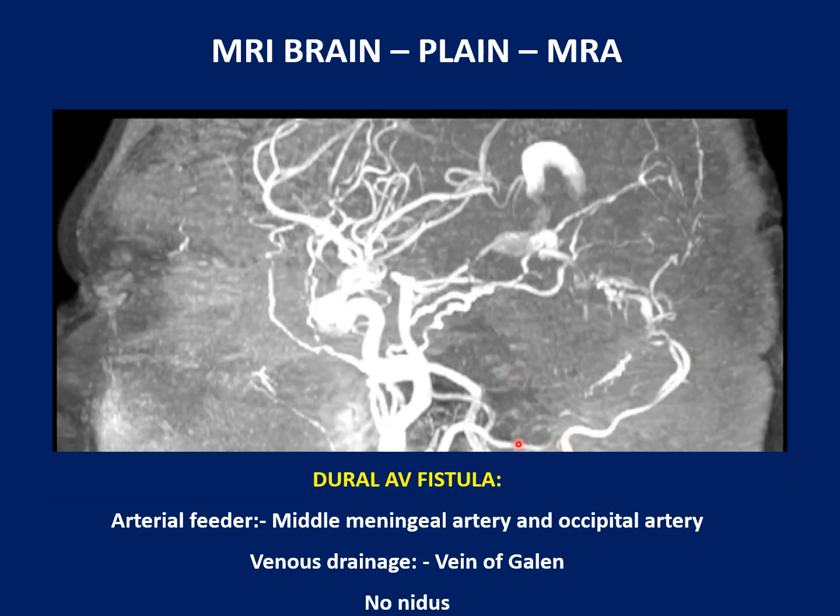Here again we are able to see all this anatomy better. This is the middle meningeal artery which is running posteriorly, and this is the level of the fistula, and this is the occipital artery. This is the transosseous feeder, or the mastoid branch, which is going into the fistula. From the fistula we are able to see the vein of Galen and the straight sinus getting opacified. These are all observed in an MR angio image, suggestive of a dural AV fistula. There is no nidus documented here.